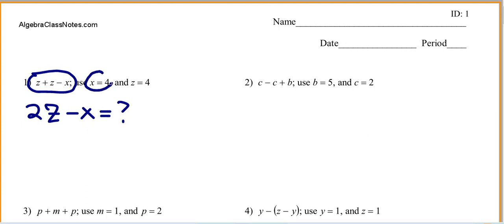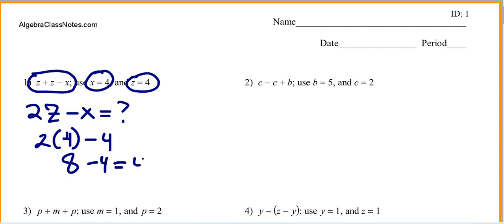So we're given this information. x is equal to 4. z is equal to 4. So you can put it in this way. You got 2 times 4 minus 4, which will give you 8 minus 4, which is 4, right? Which is a 4.